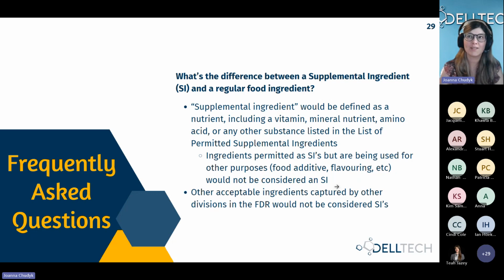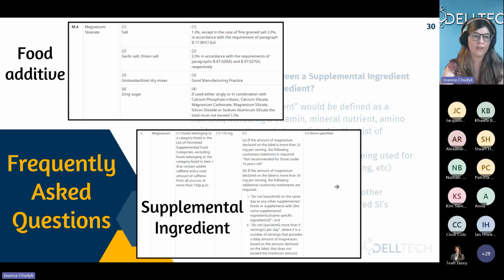However, if you're adding just the specific isolates of vitamins and minerals into your formula, that would be a supplemental ingredient. And the list of supplemental ingredients is also expanding. You can submit a request to add any other supplemental ingredients you wish, and the food directorate is accepting those submissions as well. So just an example of a situation where a product may also be a food additive, even though it's on the supplemental ingredient list.